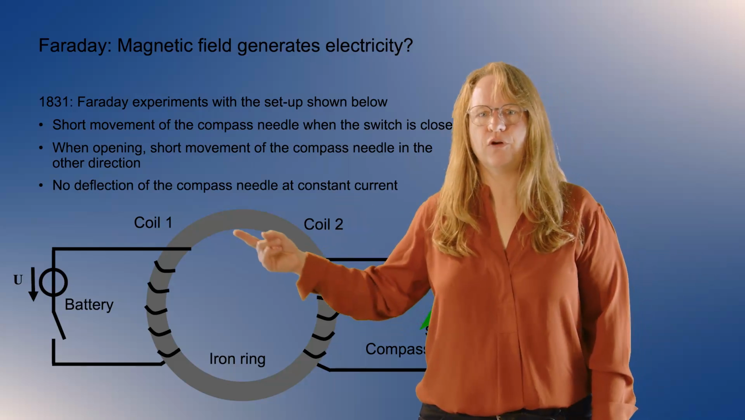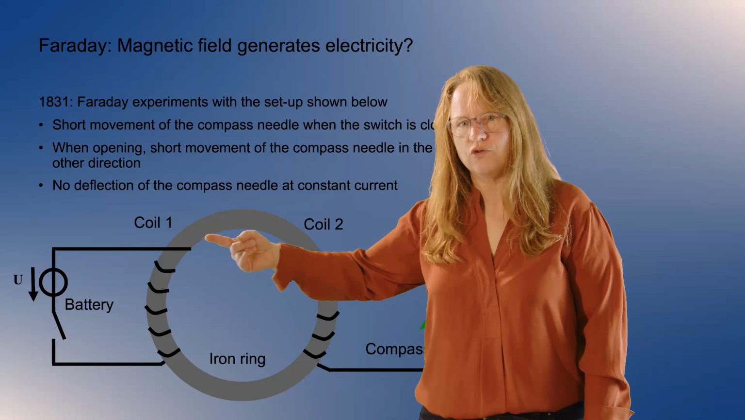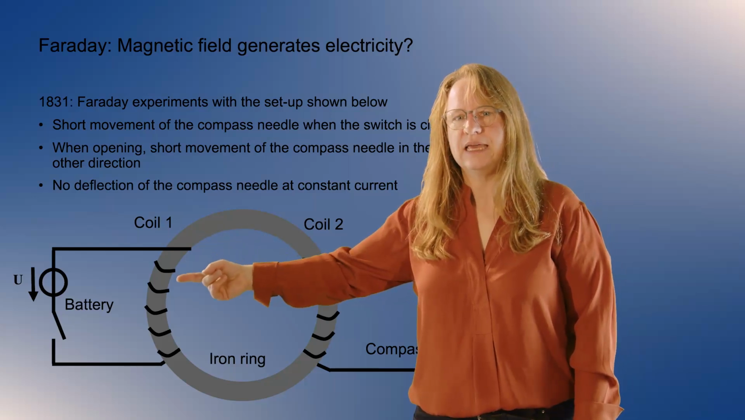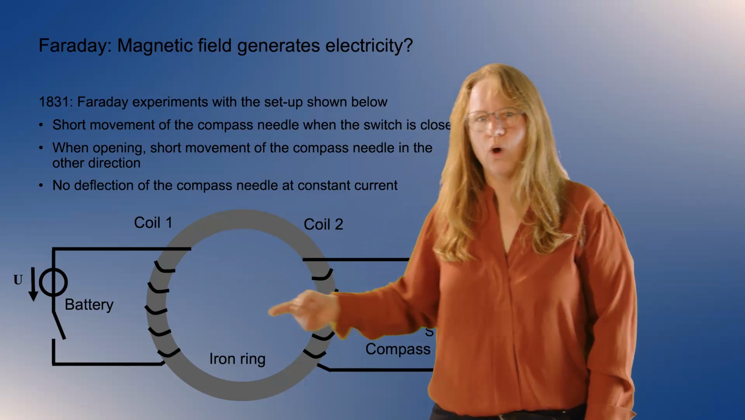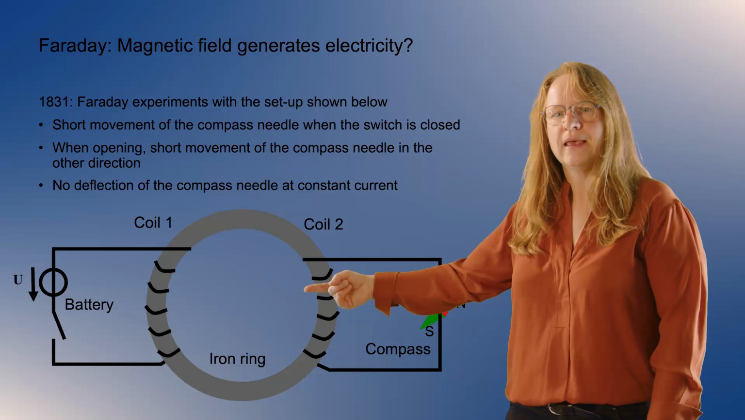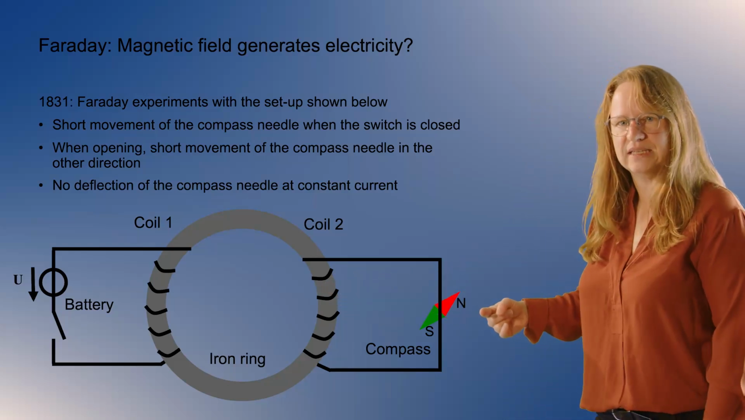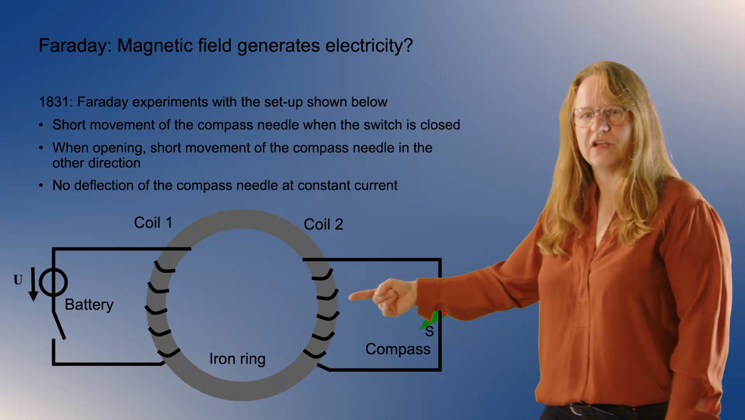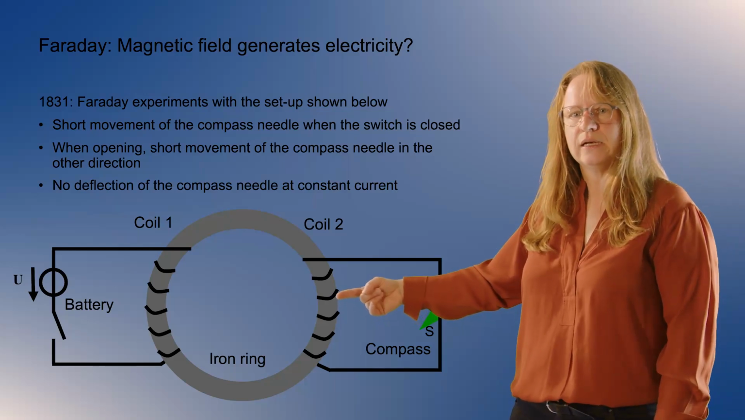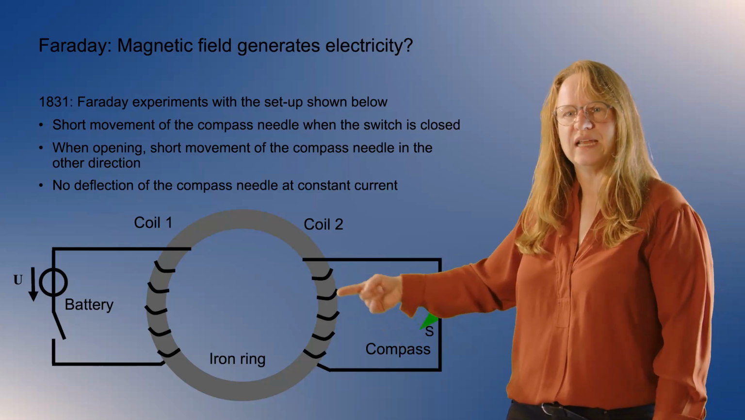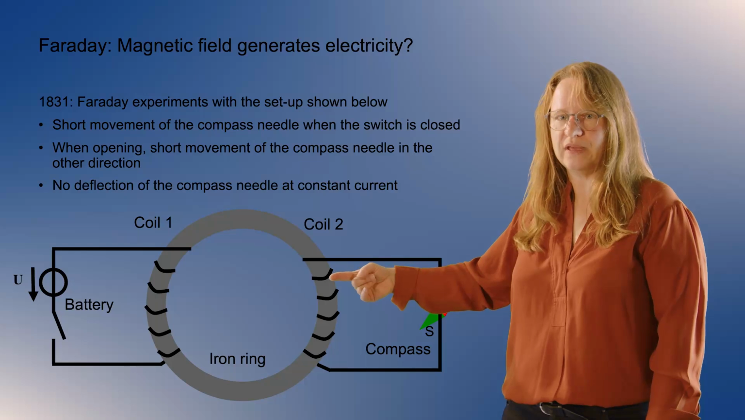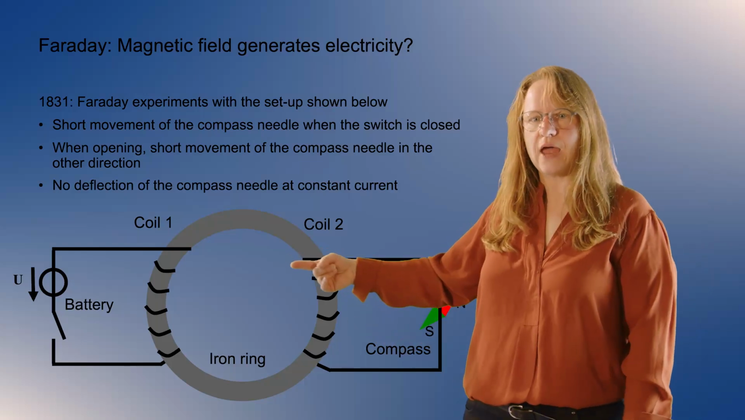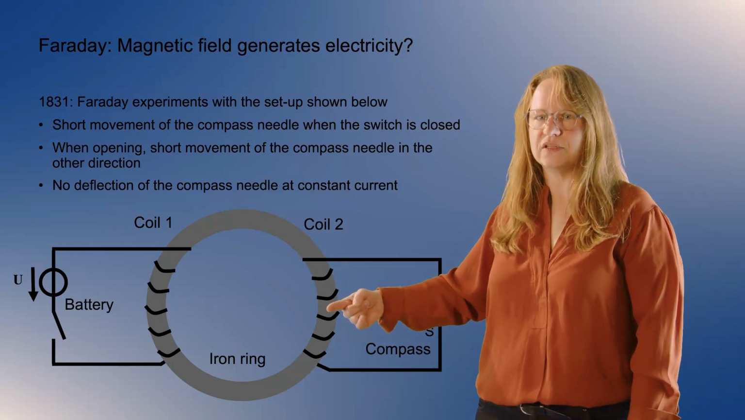So what did Faraday do? Faraday had, first of all, this iron ring that is shown in gray here, and he had two coils. This is coil 1, we have coil 2 here. He again had a compass needle here, so following up on the experiments of Ørsted, he said, well, if a magnetic field is really inducing a current, that should mean that the magnetic field in the iron ring generates a current in this coil.